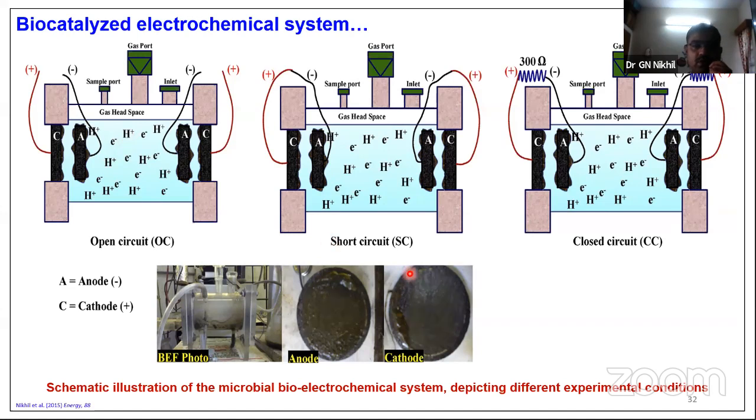And in this particular one, you can see the schematic diagram of the biofilm which has been formed. Mixed microbial sewage sludge is basically used as the consortia, and we have the designed synthetic waste medium, and accordingly we have operated this in different circuitry modes: open circuit, short circuit, as well as closed circuit.